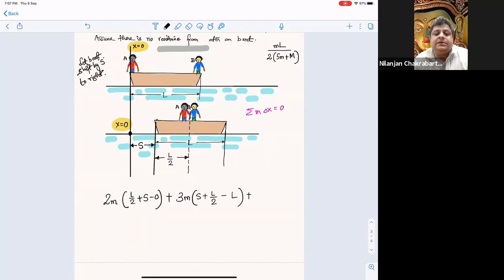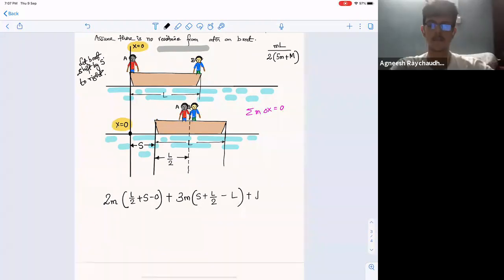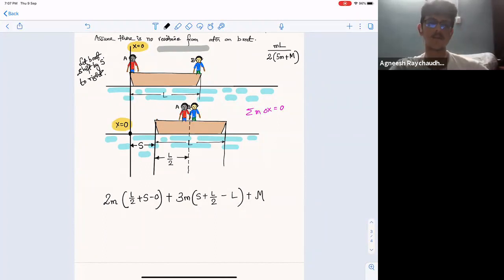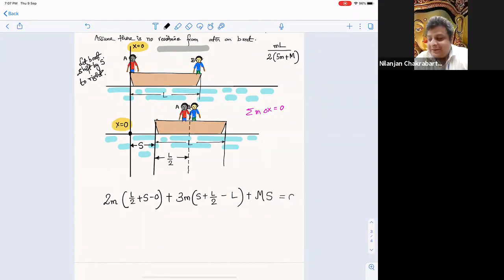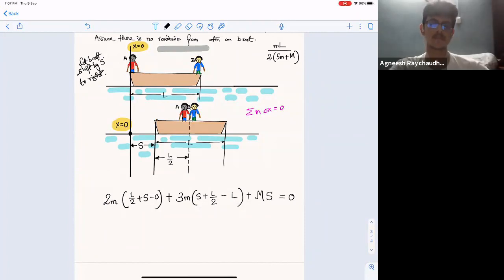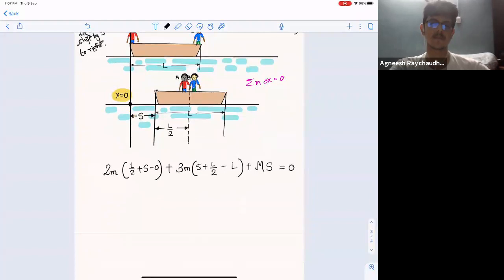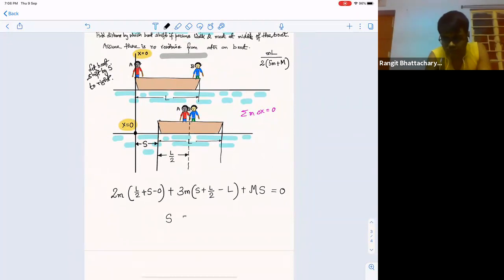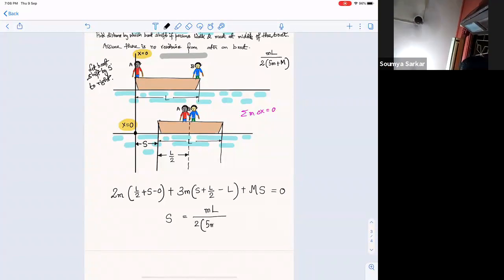Now plus, Ognish Roy Chaudhary, this is the easiest question, plus m multiplied by how much? Both shift by s, sir. Yes, very good. Okay, equals 0. So how much does s come out to be? Did you get s by doing this? Yes sir, I got this equation, and solving it I got this. Yes, sir, it is. Okay, so this is the answer.